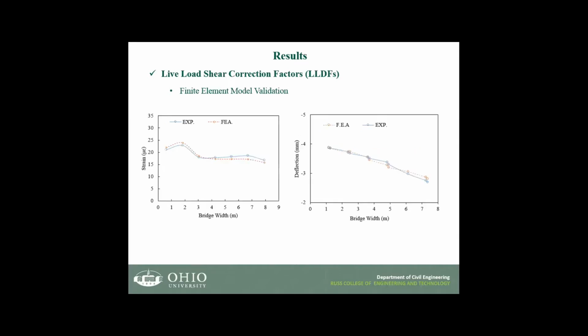Here it is for 1-lane load. From that, we feel the finite element model is good to study the effect of the shear.